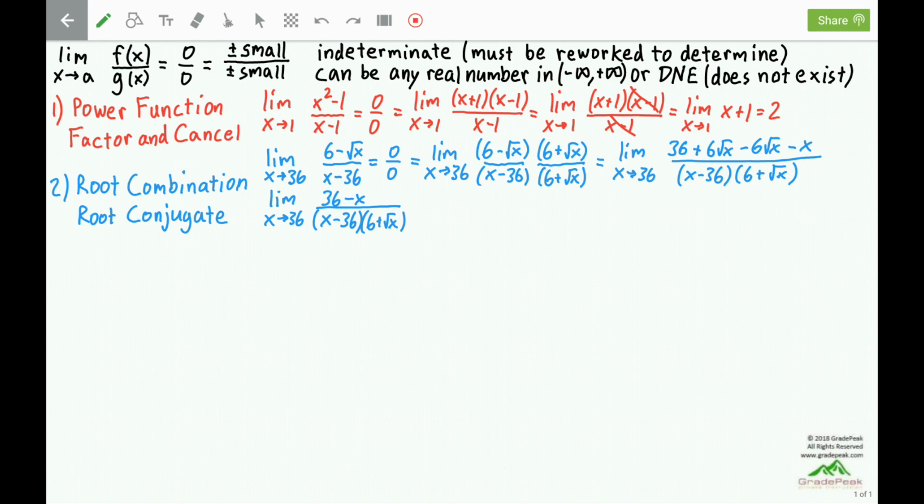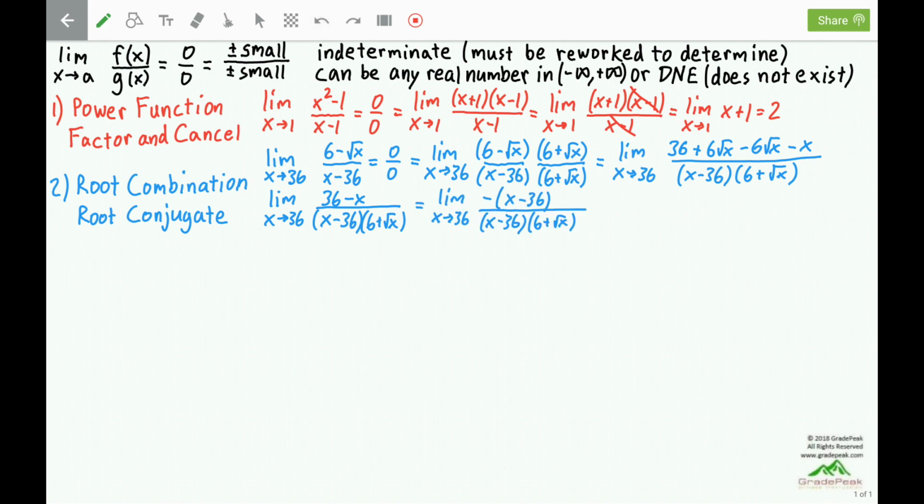But this one turned into a power function, and so just like power functions up above, we're going to try factor cancel. These can't cancel just yet. 36 minus x and x minus 36, those are opposite signs of each other. So what I need to do is factor a negative out of one of them, either the numerator one or the denominator one, it doesn't matter which. I'm going to select the numerator just because there's less stuff up there. I'm going to factor the negative out.